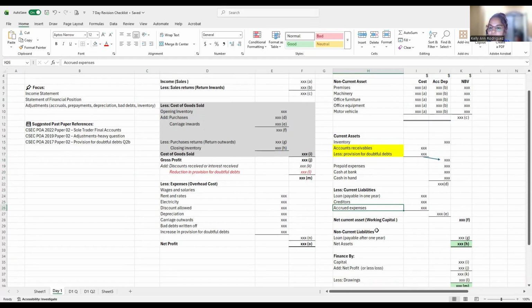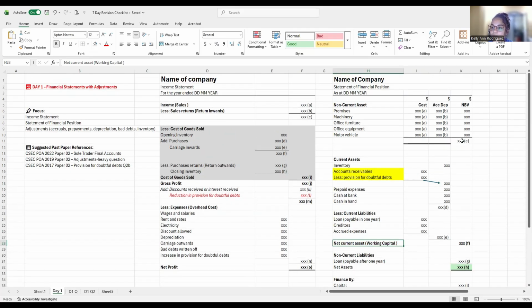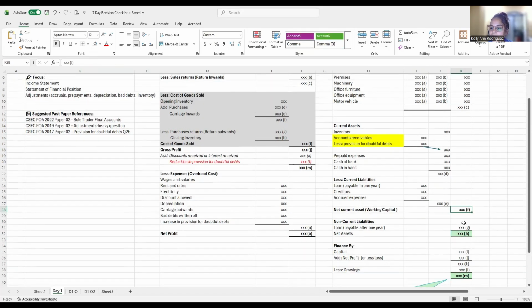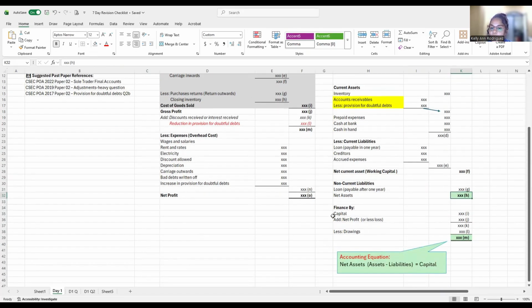So please do not forget your prepaid expenses or your accrued expenses as a liability. Now, one thing in your financial statement, you must also remember current asset minus your current liabilities will give you working capital, which is also called your net current asset. Please highlight that. Remember the accounting formula, assets minus liabilities gives you a capital. So after you get your net current asset, you add all of your assets together and you minus your non-current liabilities, which will give you a net asset, which is also your capital. So your net asset should be equal to your capital.